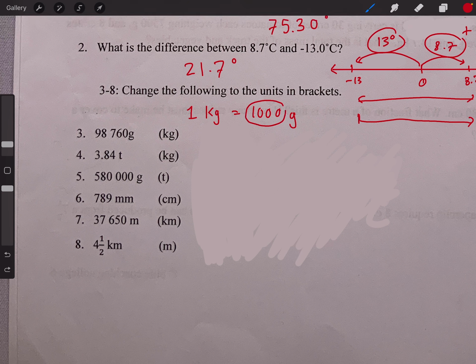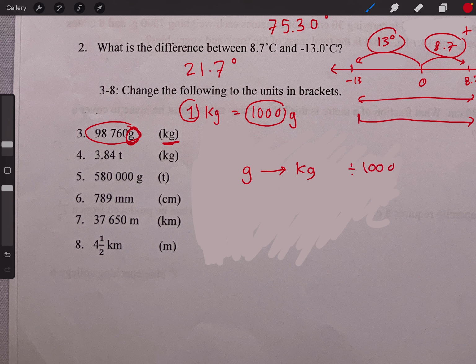If you want to go from grams to kilograms, how do we get 1,000 to turn into a 1? Well, we just divide it by 1,000. So to go from grams to kilograms, we just divide by 1,000. That's the idea behind these conversions. So we're going to take this number and divide it by 1,000, because we're going from grams to kilograms.